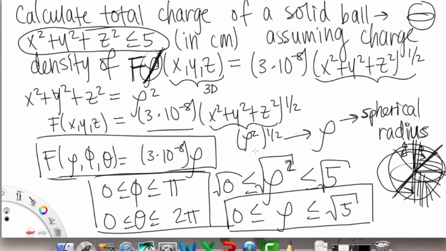And then we also know that dv, our differential volume, is going to equal rho squared sine phi d rho d phi d theta. So we've done that before. So I'll set it up on the next slide.